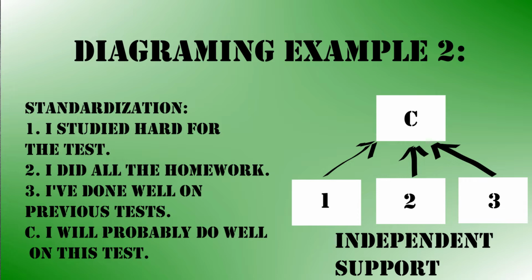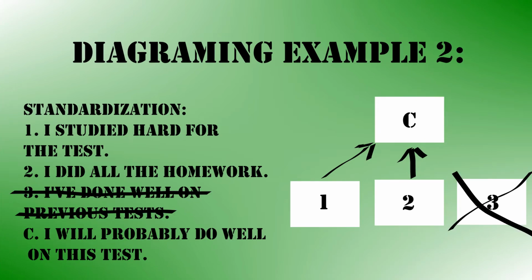What it means to say that this argument is using independent support is that each premise gives you some reason to believe that the conclusion is true on its own, and that the argument would still give you some reason to believe that the conclusion is true, even if one of the premises turned out to be false. So say, for example, that I didn't do well on my previous test. The argument is certainly now weaker than it otherwise would be, right? It's less likely that the conclusion is true, but the argument still does give you some reasons to think that I'll still do well on the test, mainly the other premises.